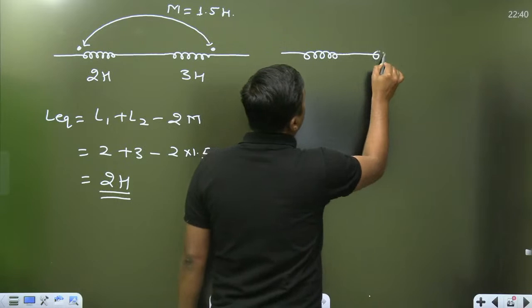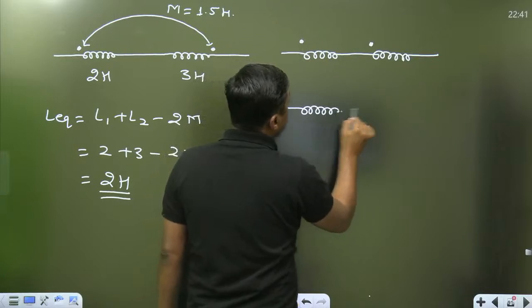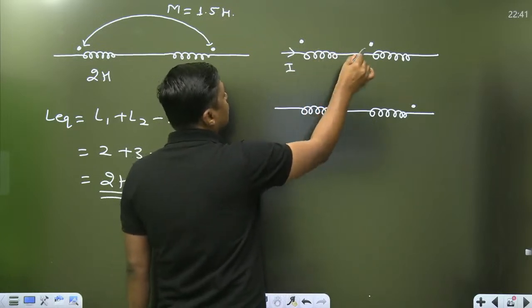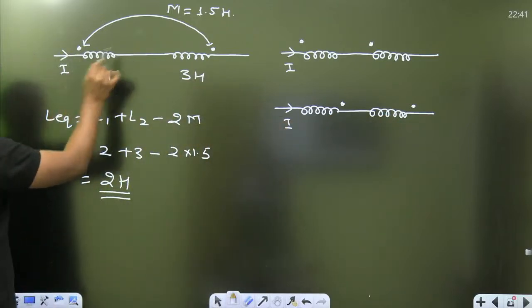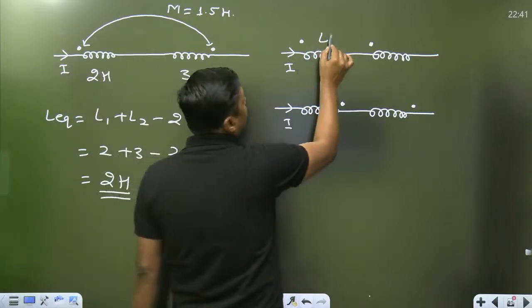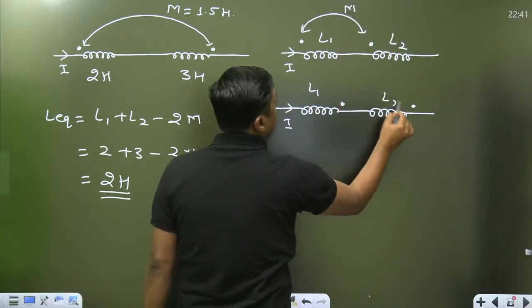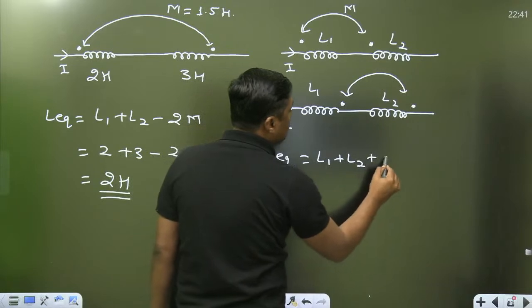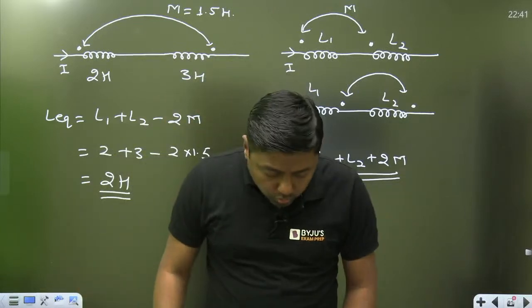Similarly, when this is the dot, current enters through the dot, and here current is leaving the dot. Right here the current enters through the dot, but for this it is leaving. That's why we are using the negative sign. But in both the cases, if it is M, the L equivalent will become L1 plus L2 plus 2M. Now more questions on this.